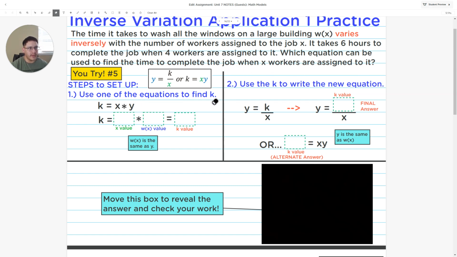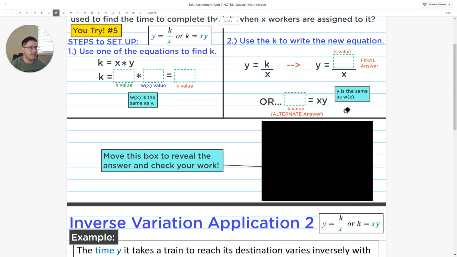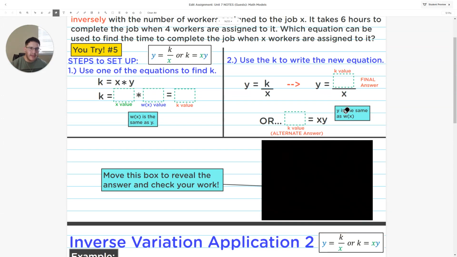Step 1, use one of the equations to find the K. Typically the second one, K equals X times Y. Fill out the values and then find the K value. Use the K value to then write the new equation. So using the first equation that you didn't use, plug in the K and there's your equation. Or, as an alternate answer, you could just say K equals X times Y and plug in the K value there. Same thing. And that's it.